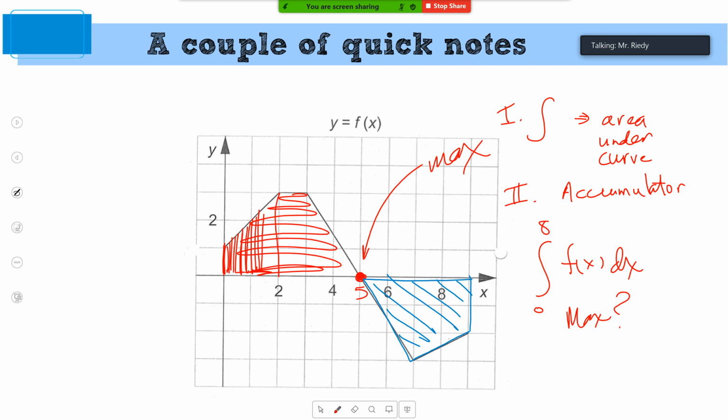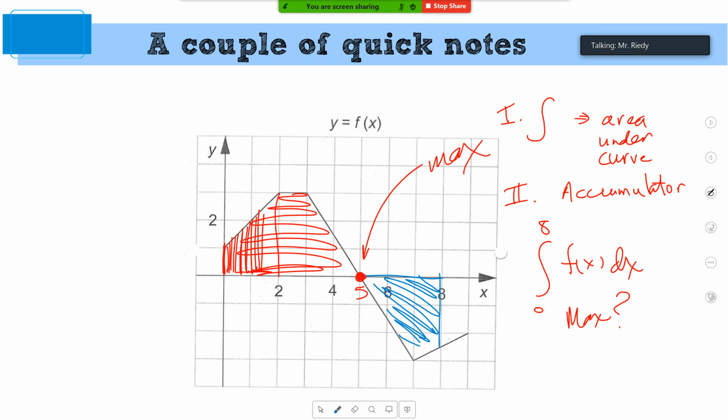If the red area is bigger than the blue area, then 0 would be my minimum. If the blue area is bigger than the red area, then I went too far here. We're only going up to 8. Then 8 would be my minimum. But I think you can see by looking at the picture, the red area is bigger than the blue area. But it introduces a whole other concept here of the integral being an accumulator of area as you move from left to right. Questions on that?